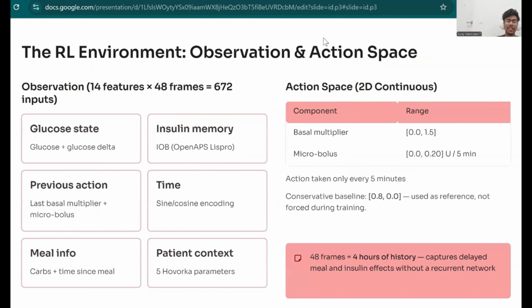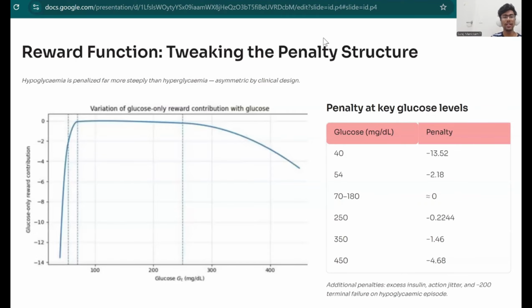The agent receives 48 frames of 14 features: 4 hours of glucose, insulin, meal, time, previous action, and patient context. It outputs two actions, basal multiplier and microbolus. The reward encodes a clinical priority: avoid hypoglycemia, reduce hyperglycemia, and discourage erratic insulin delivery.